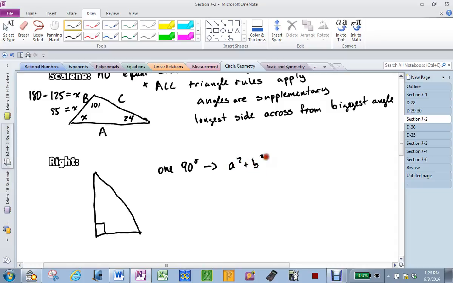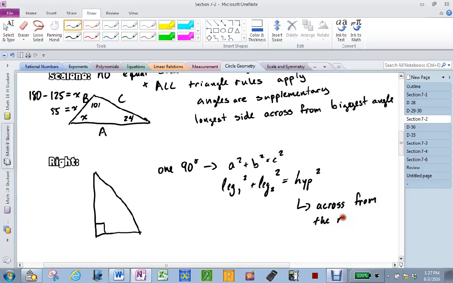And this has all the rules. A squared plus B squared equals C squared. Do I like that way of saying it? No. Why? Because I can put any letters I want on there and you guys don't bother to learn the math. What do I like to say? Leg 1 squared plus leg 2 squared equals hypotenuse squared. Where does the hypotenuse live? Across from the right angle.